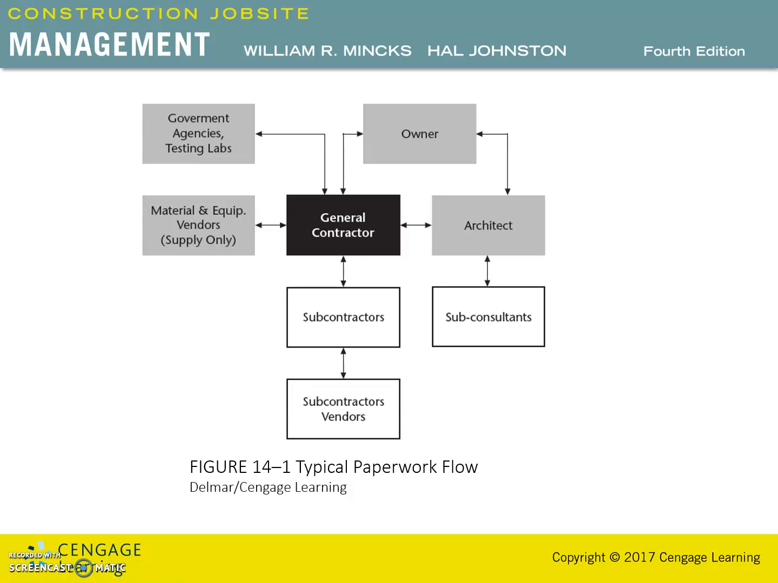This figure shows typical paperwork flow lines in a construction project. So as we can see in this figure, the general contractor communicates with the many parties. So for example, general contractor to architect, to the owner, the government agencies, material and equipment vendors or suppliers, and subcontractors. And subcontractors also communicate with the other subcontractors.